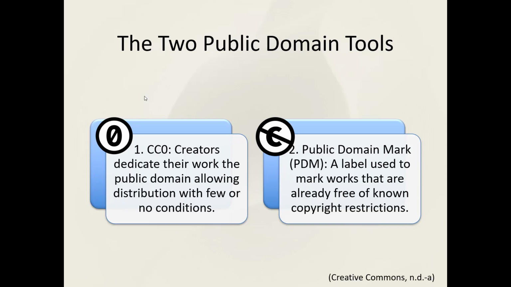So how about public domain tools? There are two icons for that. There's CC0, where creators dedicate their work to the public domain, and in some countries that's not allowed. So it's as close to the public domain as possible. It allows distribution with few or no conditions. The next is the public domain mark. This is a label that marks works that are already free and already in the public domain, so they're free of copyright restrictions.